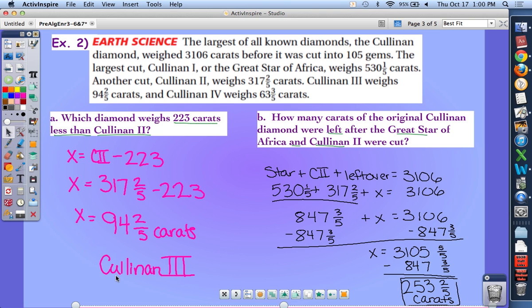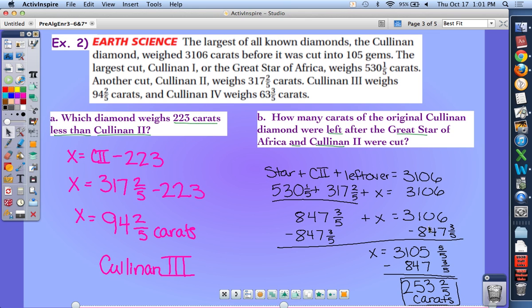For B, I know the Great Star and I know the Cullinan 2. I want to know what's left after those two from the total. So what I did is I added the two amounts that I knew, and I got 847 and 3/5. Plus the leftovers is going to give me that total amount of carats that I had from the start. To get x by itself then, I subtracted 847 and 3/5 from both sides. And this is kind of a little trick over here. I could have made this an improper fraction, but it would have been huge. I didn't want to deal with that.